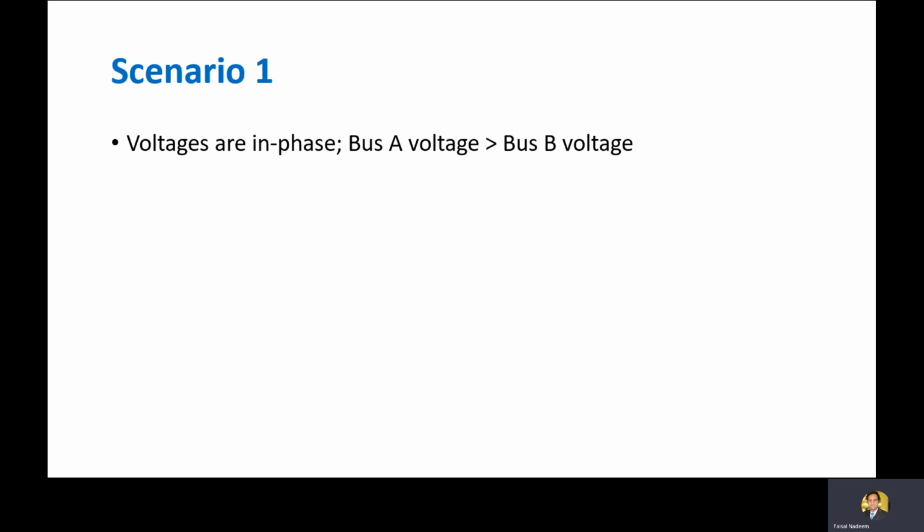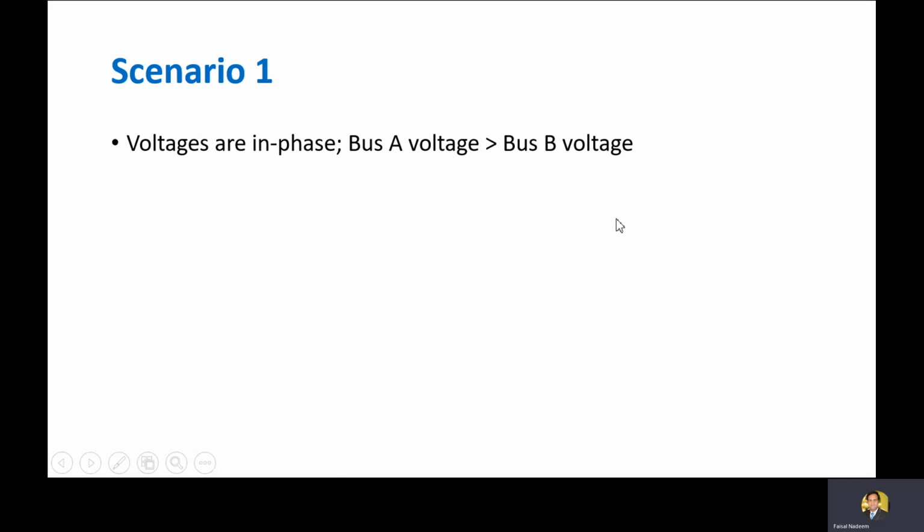What is scenario number 1? That is, the voltages are in phase, that is, there is no difference between the phases of the two voltages at the two buses, that is, bus A and B. However, the magnitude of bus A voltage is greater than bus B voltage. So this is the first scenario, that is, both buses have the same phase voltages, however their magnitudes are different and bus A voltage magnitude is higher than bus B voltage.